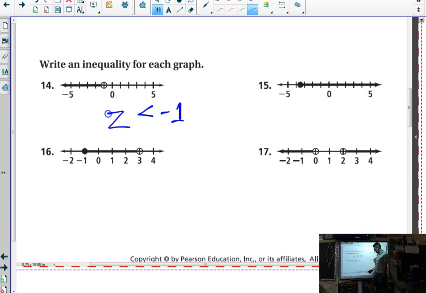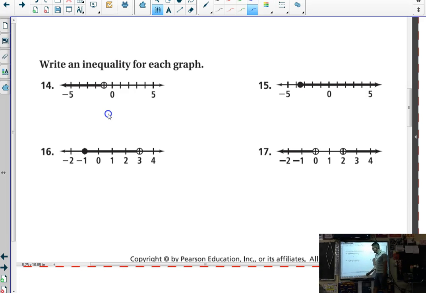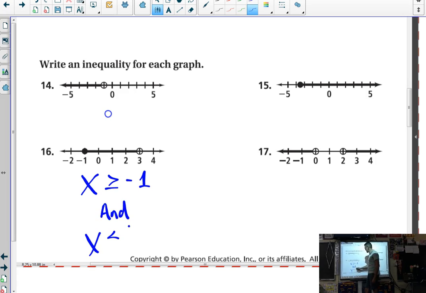But here in 16, I can write this as x is greater than or equal to negative 1, and at the same time, x is less than 3. That's not technically correct. What I've written there is factual, it is true, but that is not the correct way to leave that. Did you put them into one, please? I can put them into one inequality, and it's actually called a double inequality.